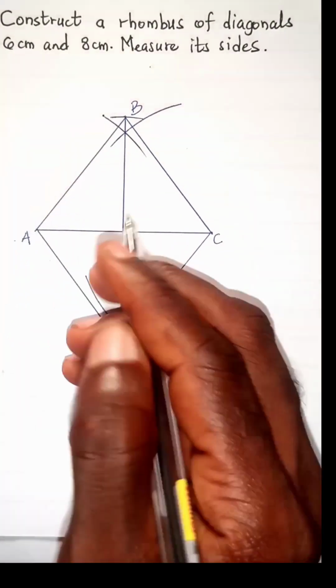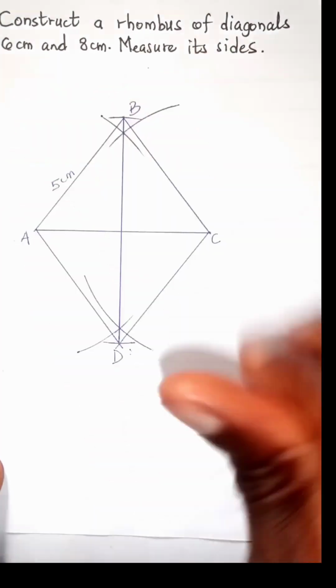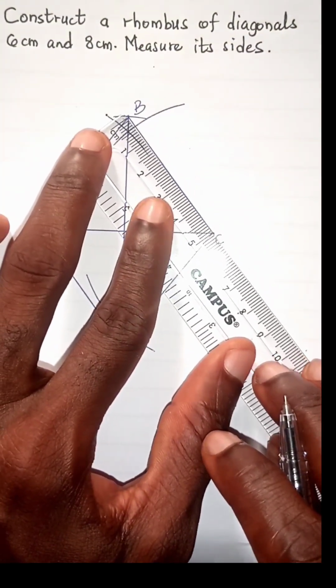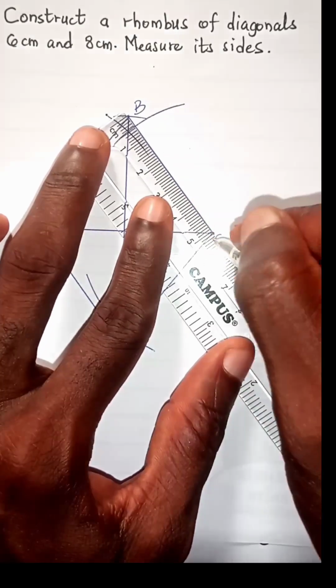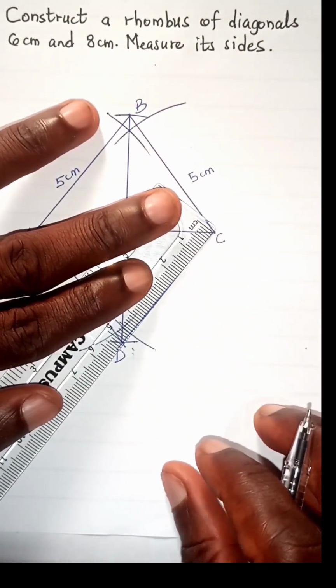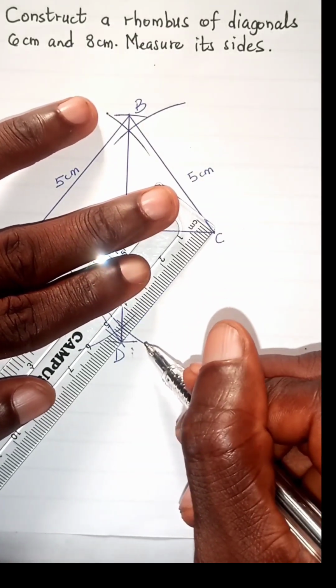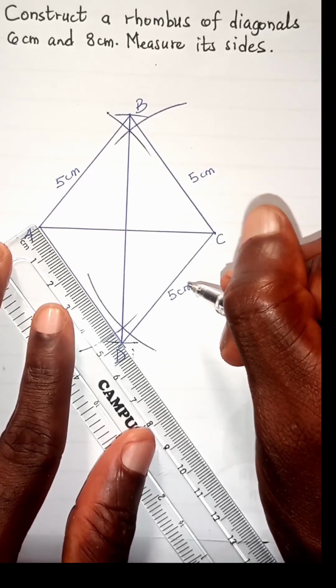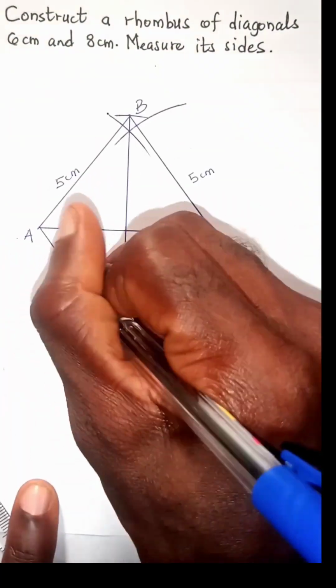Measure side AB. AB measures 5 centimeters here. BC, as measured there, is also 5 centimeters. Side CD, equally 5 centimeters. And side AD is also 5 centimeters, confirming the fact that the sides of a rhombus are equal.